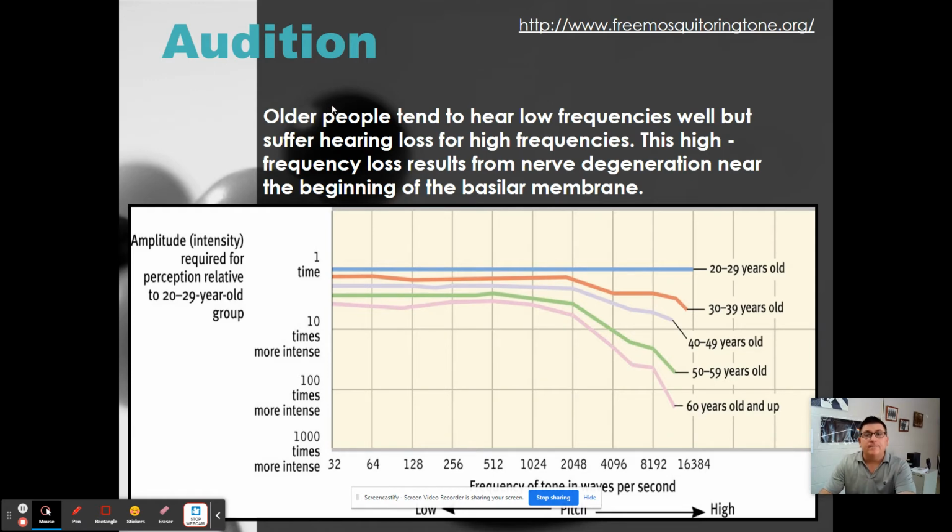The older you get, you lose high frequencies. If you listen to subwoofers a lot, like I did when I was young, you lose hearing quicker. And here's an example of that.